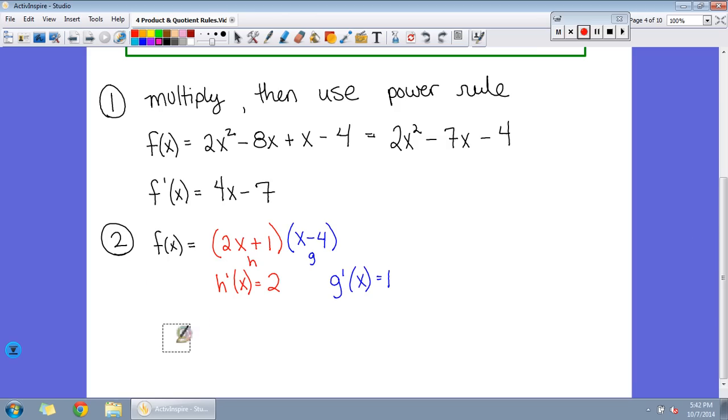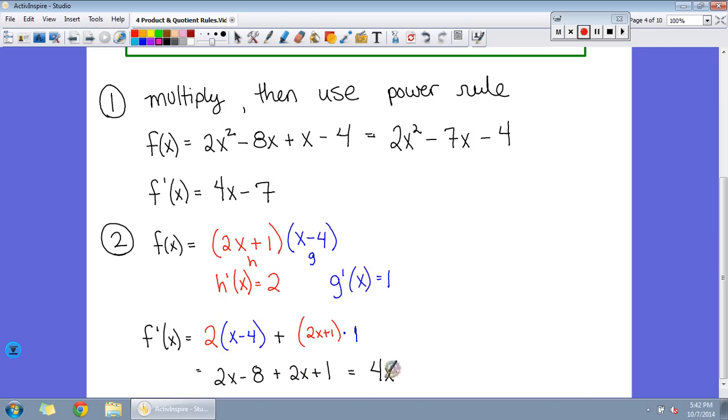And then my product rule is going to be 2 times x minus 4 plus 2x plus 1 times 1. Then, our answer is 2x minus 8 plus 2x plus 1 to get 4x minus 7. So the derivatives are the same regardless of which method you use.